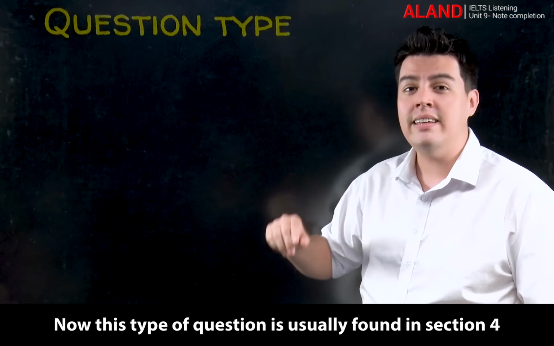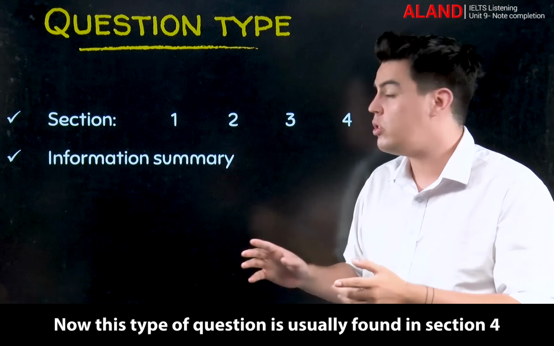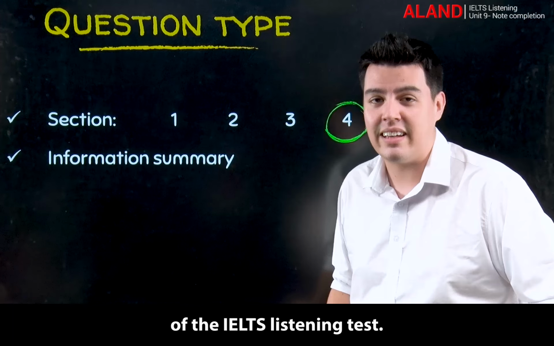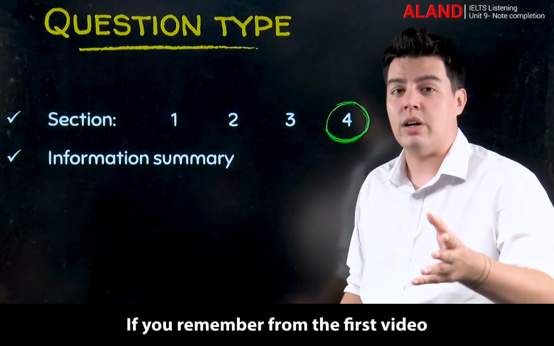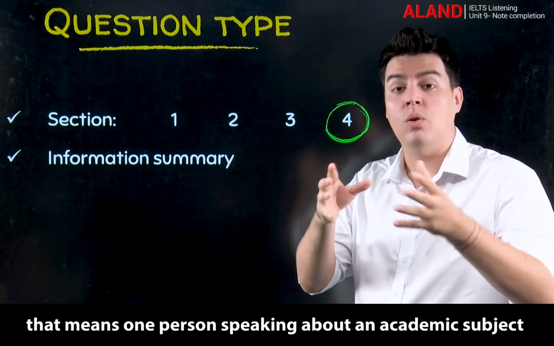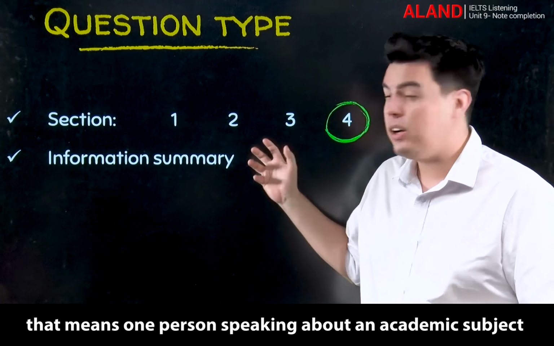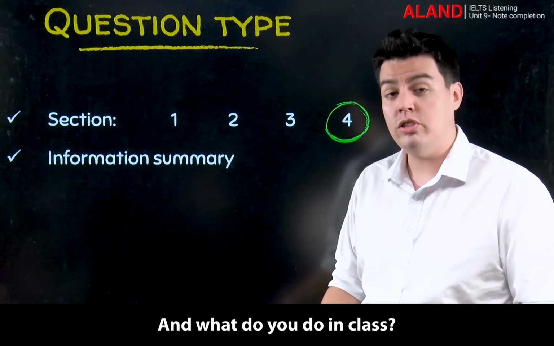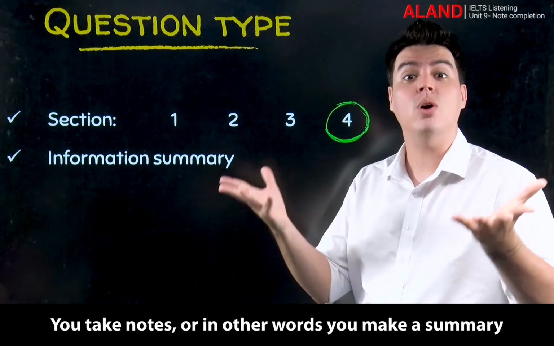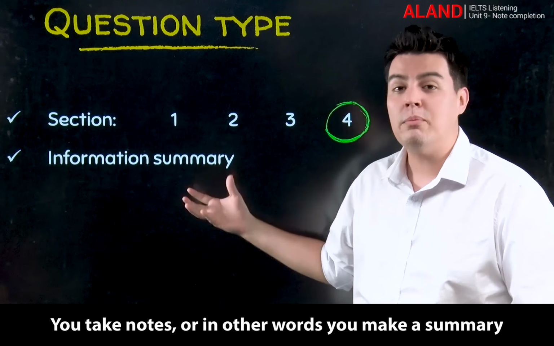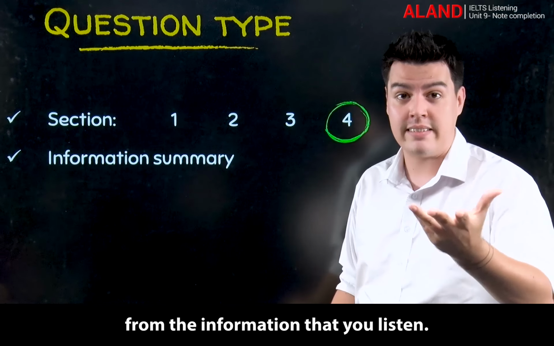Now, this type of question is usually found in section 4 of the IELTS listening test. If you remember from the first video, we talked about how section 4 is a monologue. That means one person speaking about an academic subject, just like you would hear in a class. And what do you do in class? You take notes. Or in other words, you make a summary out of the information that you listen.